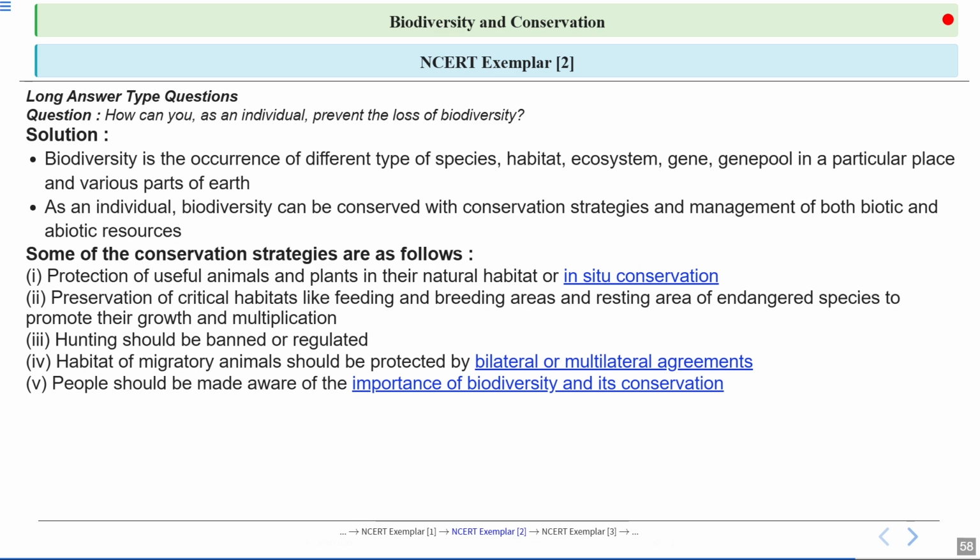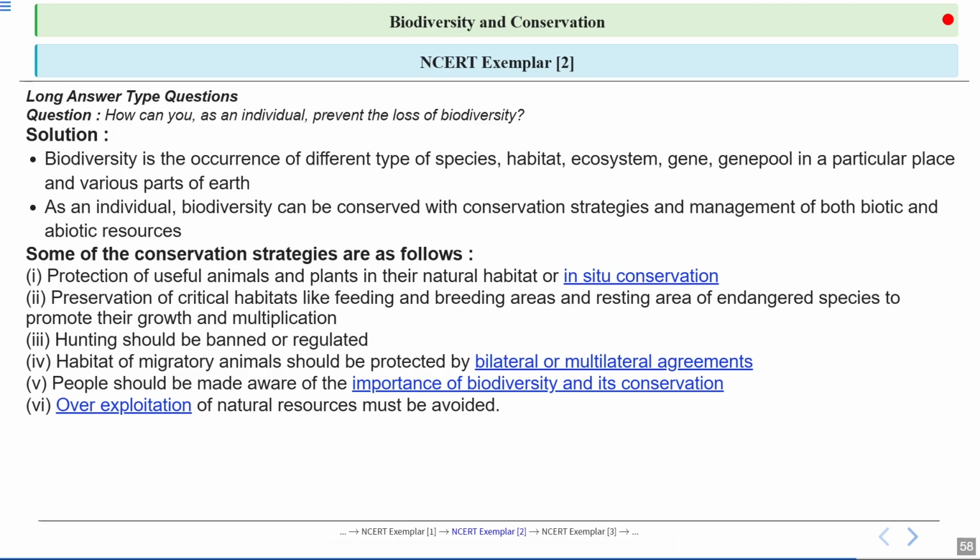Now, people should be made aware of the importance of biodiversity and its conservation. The awareness should be spread among people also. Why is it important to conserve biodiversity? Because human life is also dependent on this biodiversity. Humans are also getting a lot of benefit from nature. They are getting food, they are getting timber. There's a lot of economic benefit as well. Ecosystems are providing a lot of services as well. They're cleaning the air. They are providing resources to us.